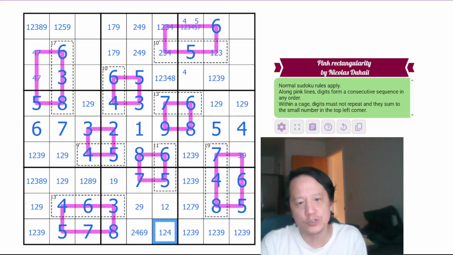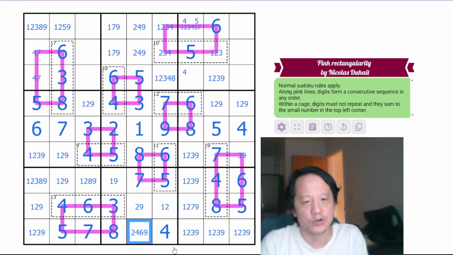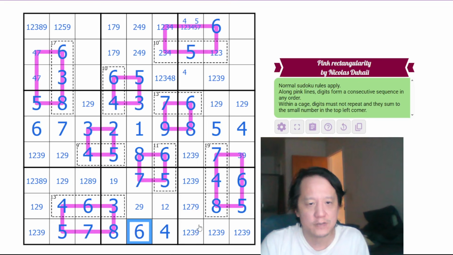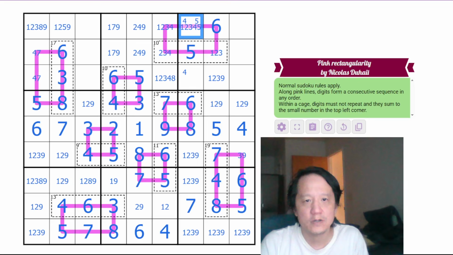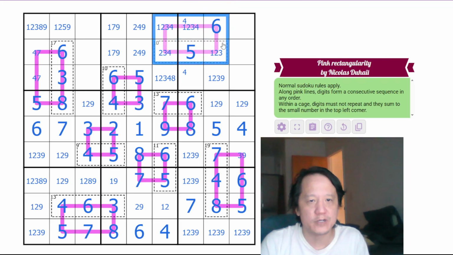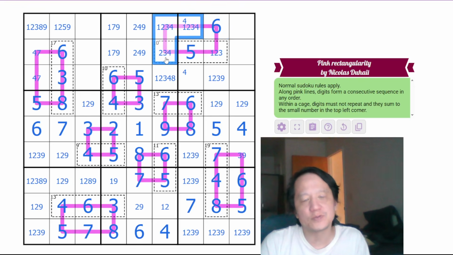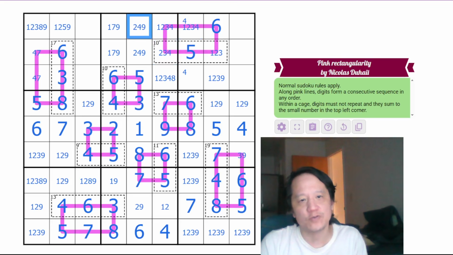So this can't be 1 or 2, it's 4. This can't be 2, 4, or 9, so it's 6. And 7 in box 9 cannot be here, so 7 has to be there. That eliminates 7 here. And obviously this can't be 5. So this must be a 1, 2, 3, 4 quadruplet here. One of these 3 then has to be a 4. So that eliminates 4 from being here.